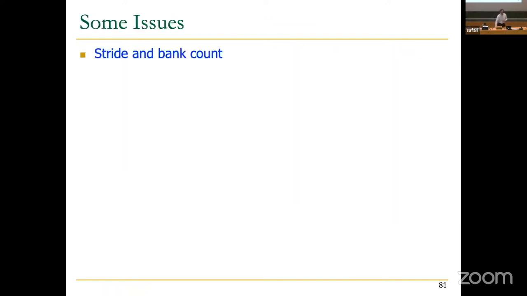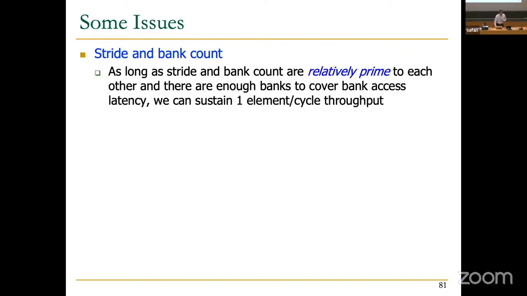So there are some other issues. Stride and bank count, let's revisit this. We've assumed stride 1, but as long as the stride and bank count are relatively prime to each other, such that they're not divisible with each other, and there are enough banks to cover the bank access latency, you can sustain 1 element per cycle throughput. This is the real generalization. You need your stride and bank count to be relatively prime.